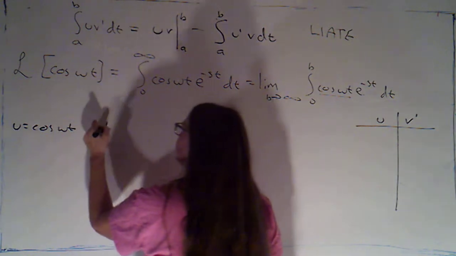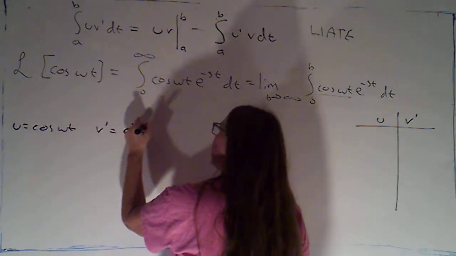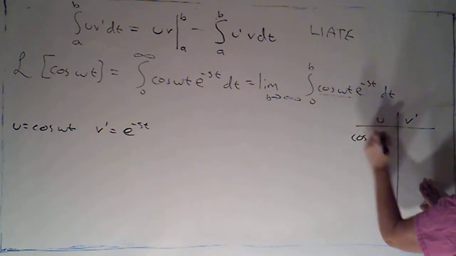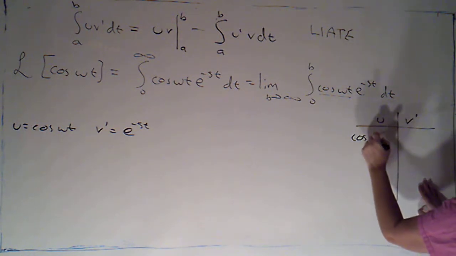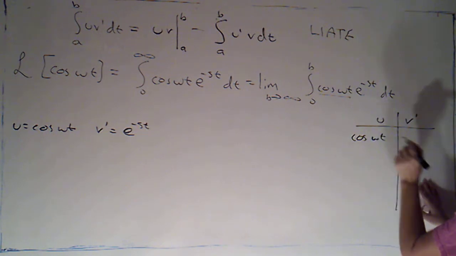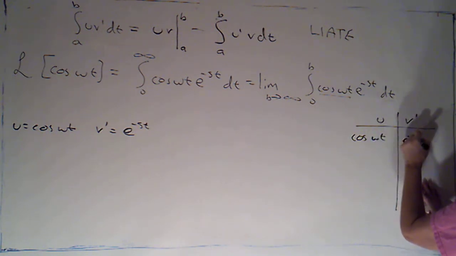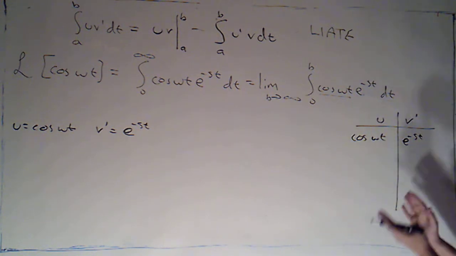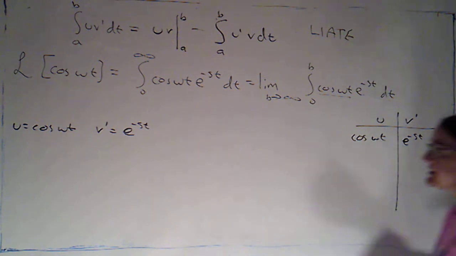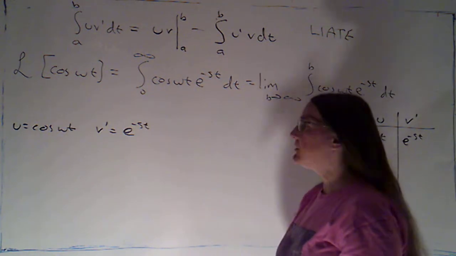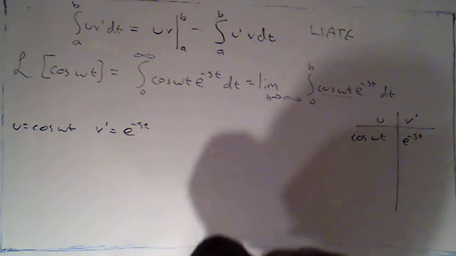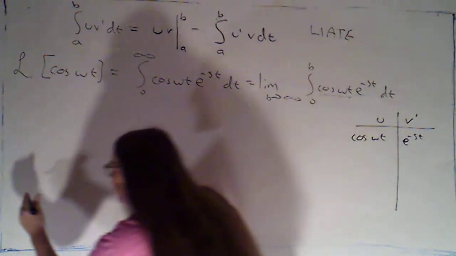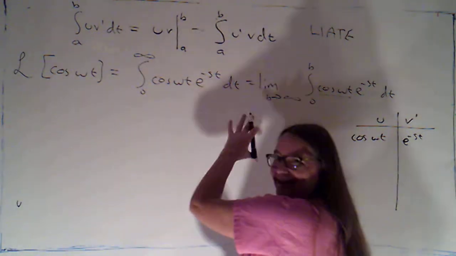And my v prime then will be e to the negative st. And I'm going to record that in my table. So the first time I'm doing integration by parts, I'm getting cosine omega t is my u, and e to the negative st is my v prime. Okay. Now, in order to do the integration by parts, I'm going to need to, of course, figure out what my u prime and my v are. I think what I'm going to do is actually slide this down to the bottom corner of the board so that I can continue my integration up here.